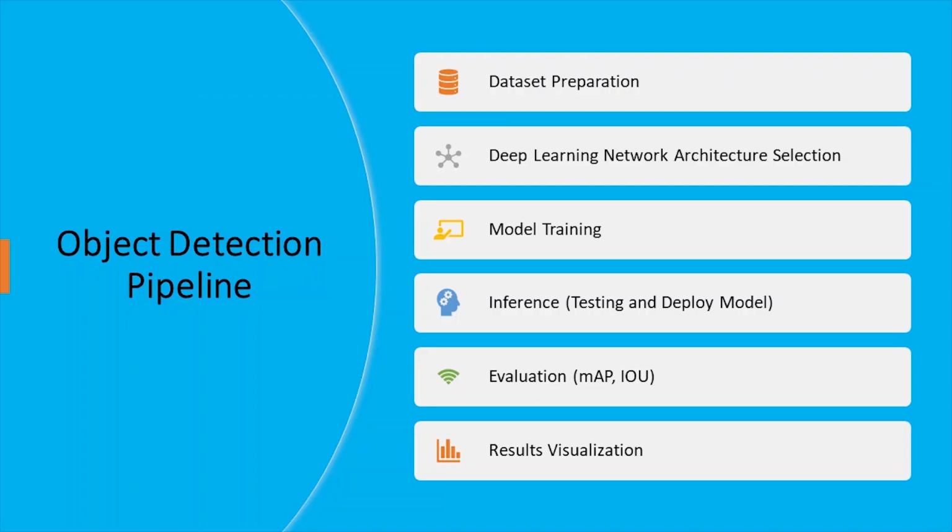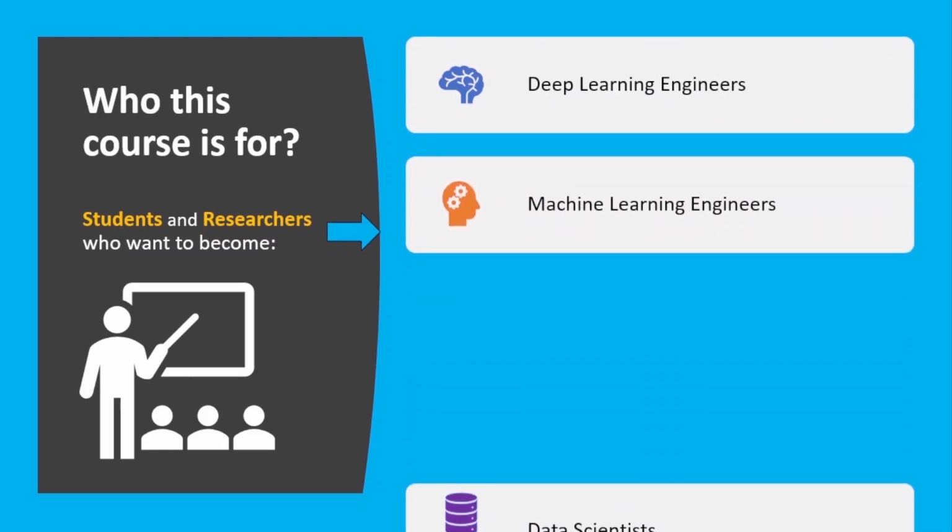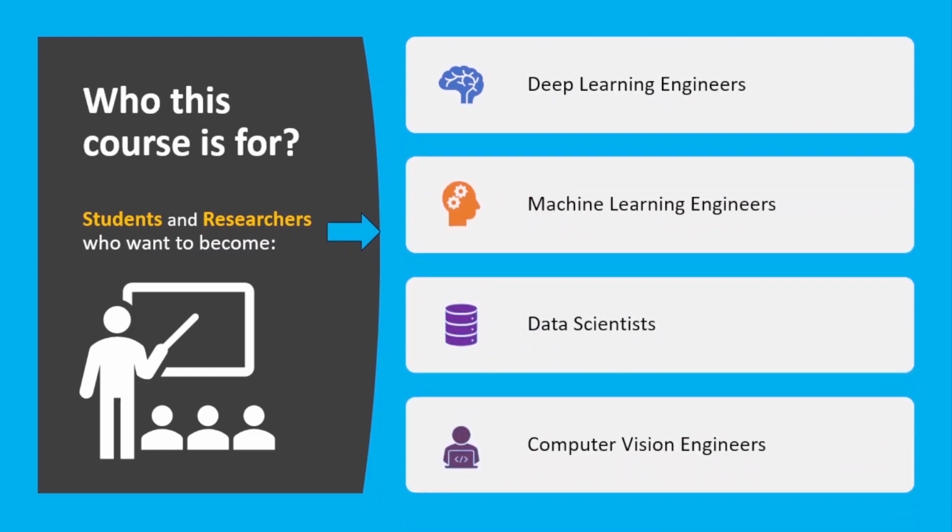In this course, you will follow a complete object detection pipeline from dataset, model training, and testing to results visualization. This course is designed for students and researchers who want to become machine learning engineers, deep learning engineers, data scientists, or computer vision engineers, to learn how to use PyTorch to build and train deep learning models for object detection. I will also provide you all the Python code so that you can practice and get started immediately.